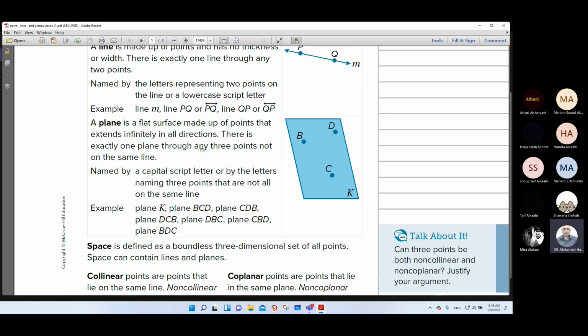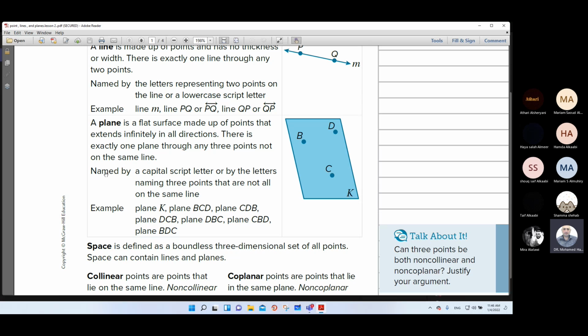So there is exactly one plane through any 3 points. If you have 3 points not on the same line, we have exactly one plane. As you see here, you can draw a line from here, and from here, and from here. So the three points here are not on the same line. If you have any 3 points not on the same line, you can draw just one plane.